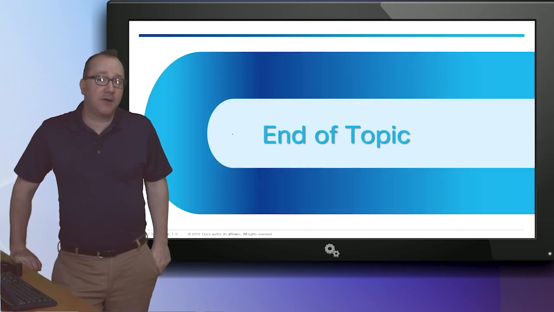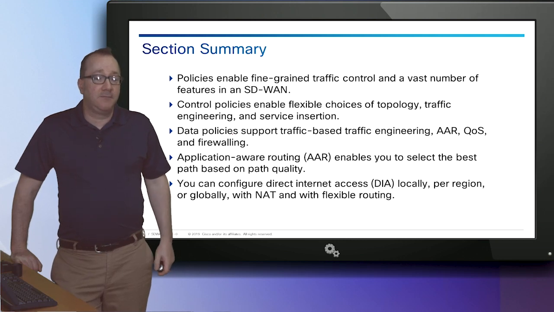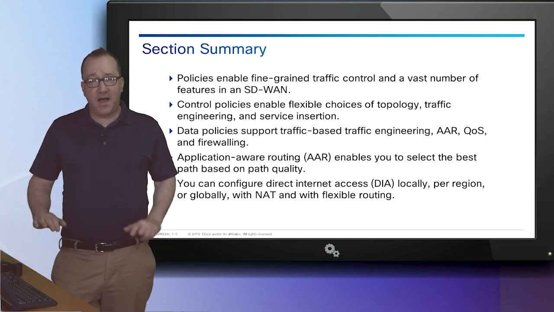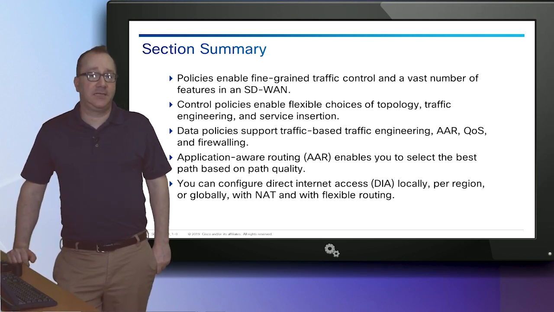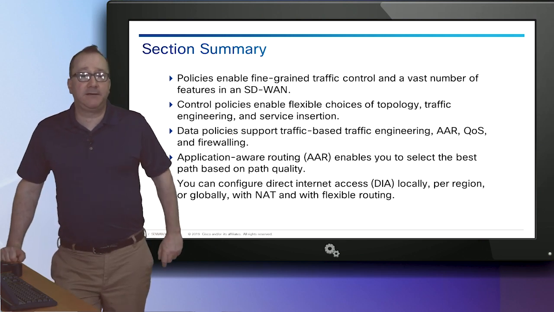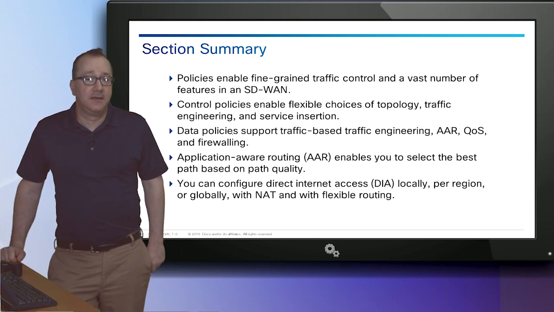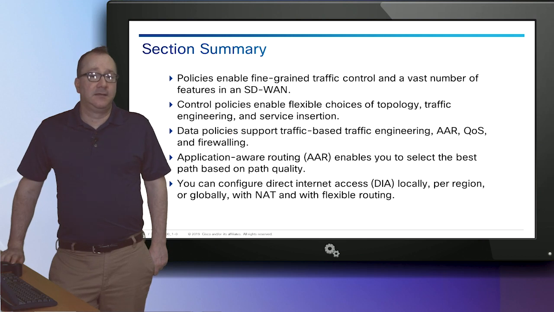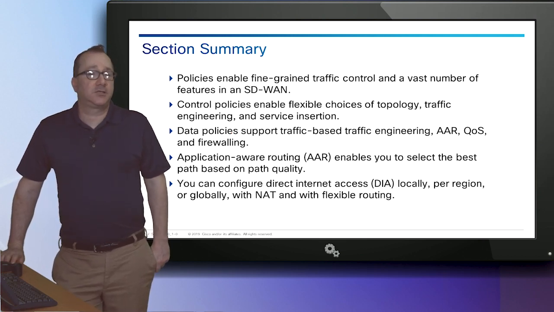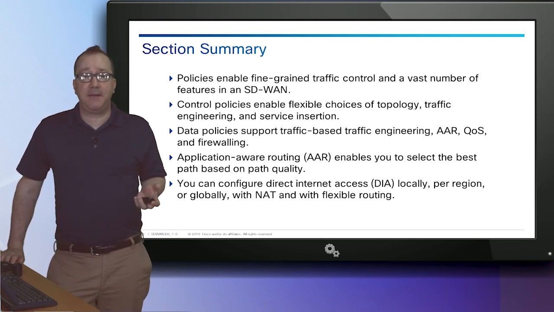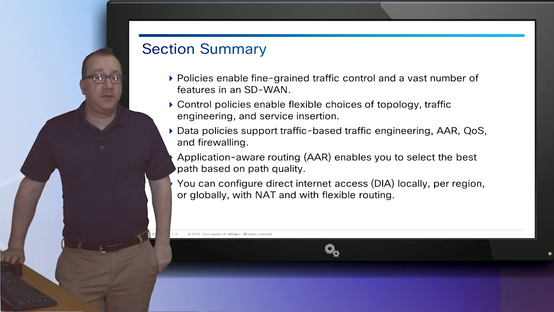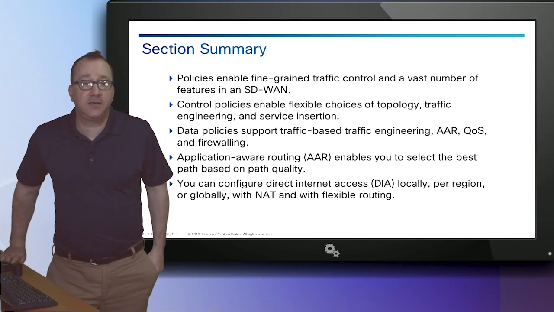And that concludes the section on network address translation. It also concludes the section on policies. Remember, policies are going to define fine-grained traffic control and a vast number of features in an SD-WAN. We can enable flexible choices of topology, traffic engineering, and service insertion. We also support traffic-based traffic engineering, policing and shaping, automatic application-aware routing, quality of service, and adding stateful or stateless firewalls. We also select the best path based on path quality using a set of metrics. And you can configure direct access locally, per region, or globally with network address translation or with flexible routing.